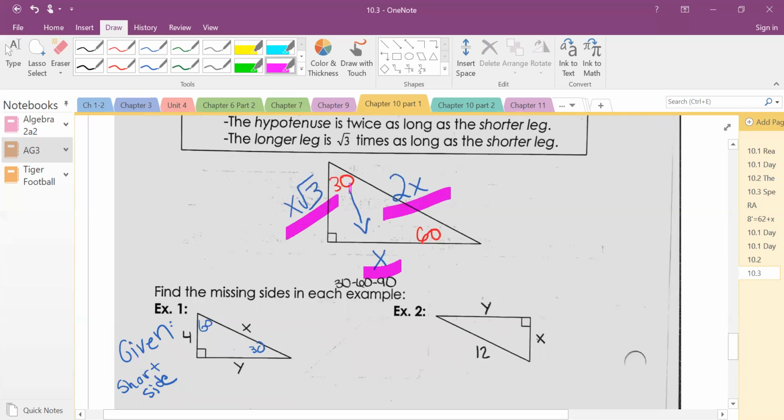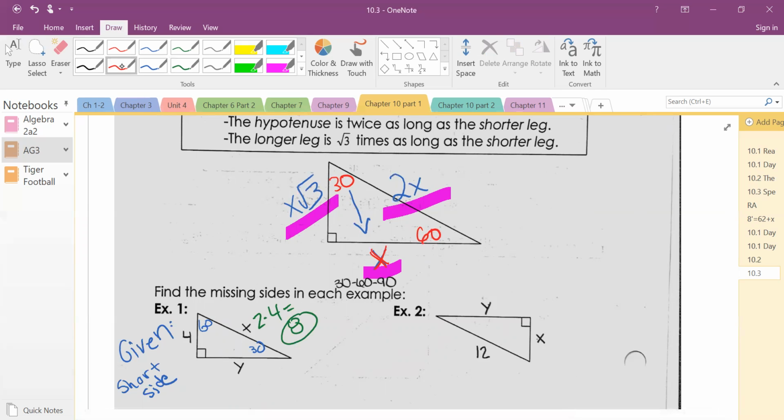What is my x equal in this problem? It's going to equal 4, right? Well, not this x. This x. What is this x going to equal in that problem? It's going to equal 4. We need to find that x and the y. So the x is the hypotenuse. We know the hypotenuse is 2 times the shorter side. What's the shorter side? The shorter side is 4. 2 times 4 equals 8. Done.